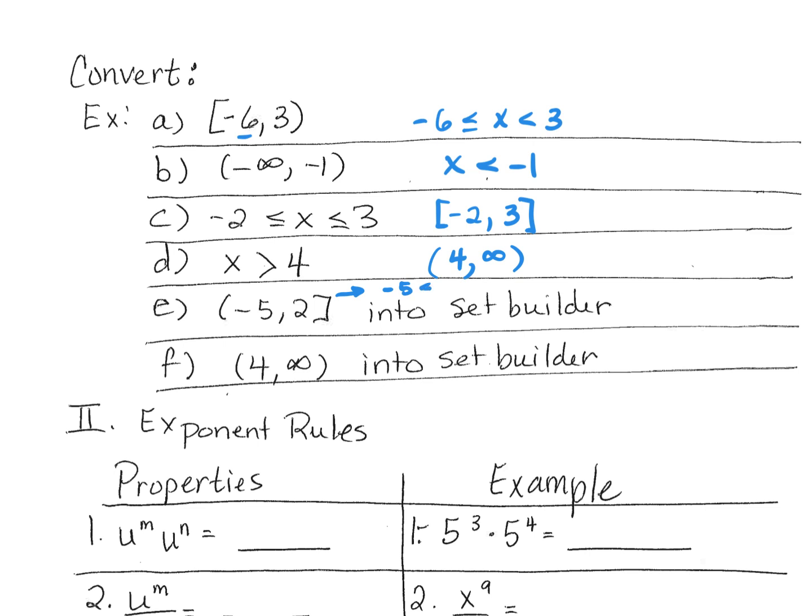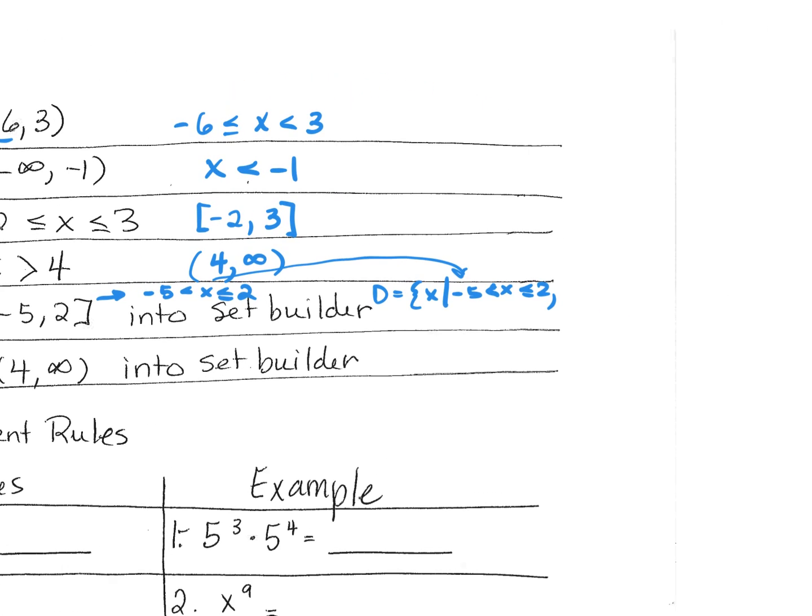So, -5 less than x less than or equal to 2, right? Now that, once you have it as an inequality, then you can just shove it right into set builder, can't you? Domain x such that, I'm going to take my inequality and put it in, boom, -5 less than x less than or equal to 2, where x is an element of what? If you don't know, we always default to what set? The reals, yes.